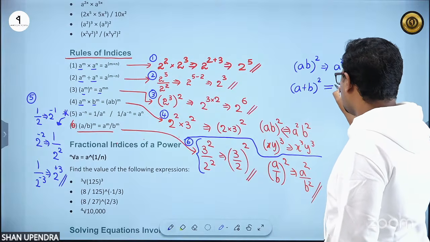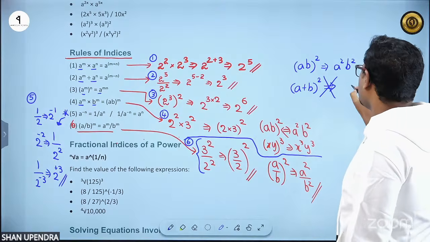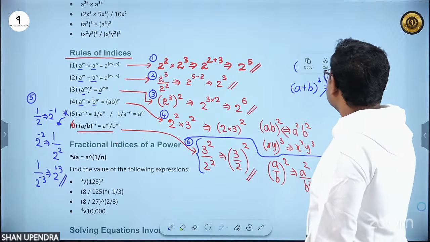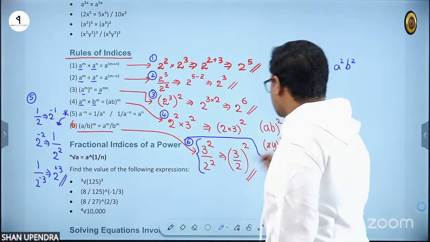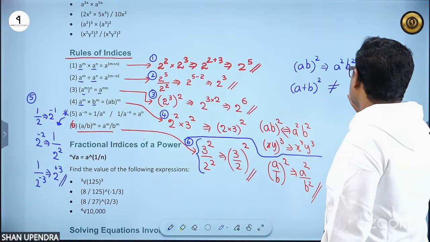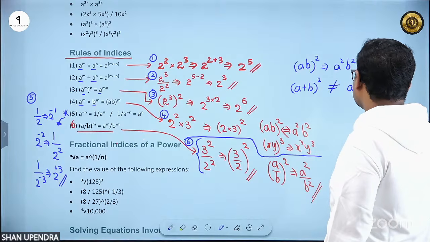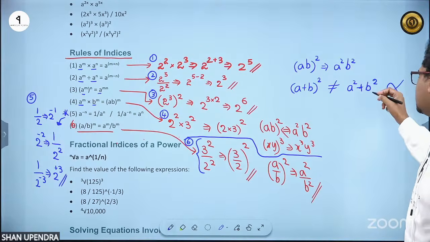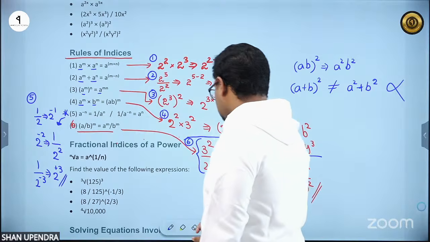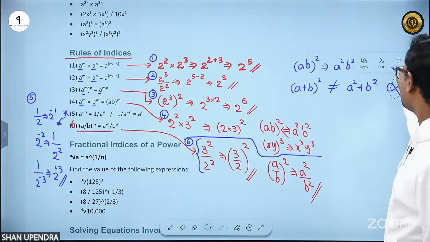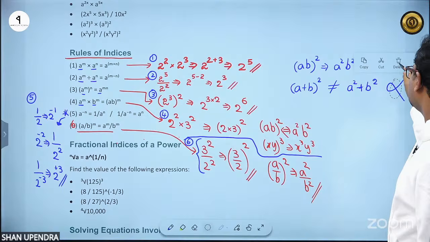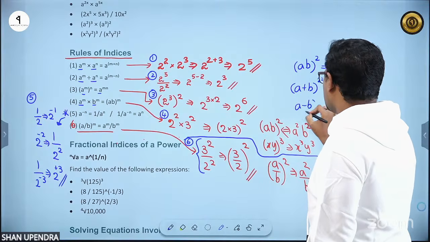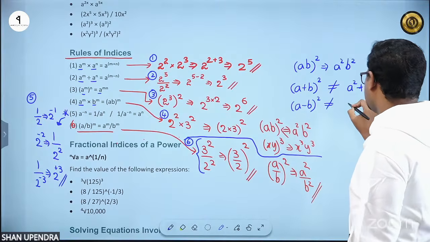You can't write, or it's not equal. So you can simply write it's not equal. The symbol of not equal is something like this. This is not equal to A squared plus B squared. You can't write like that. This is incorrect. I mean not equal. Okay, remember the concept. You can't expand the equation in that way. (A minus B) squared also you can't write in this way.